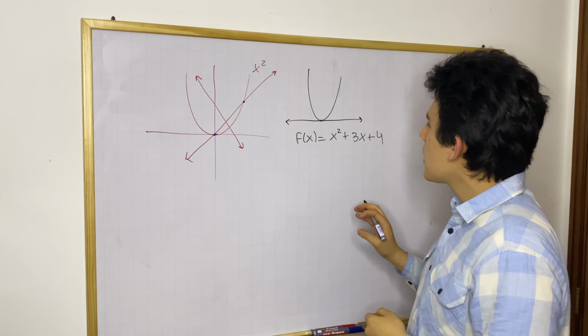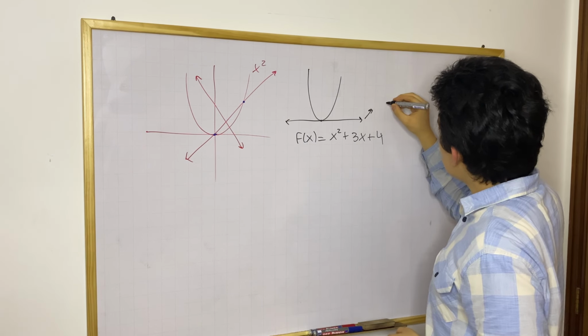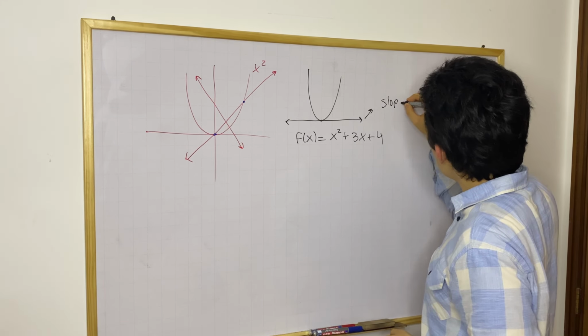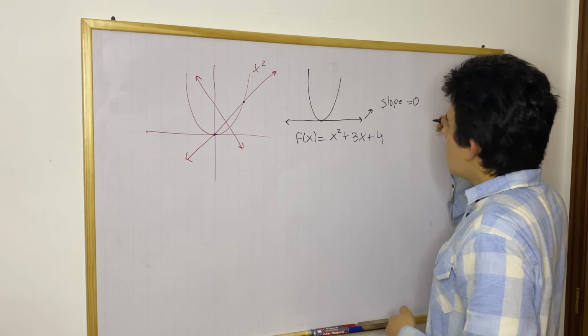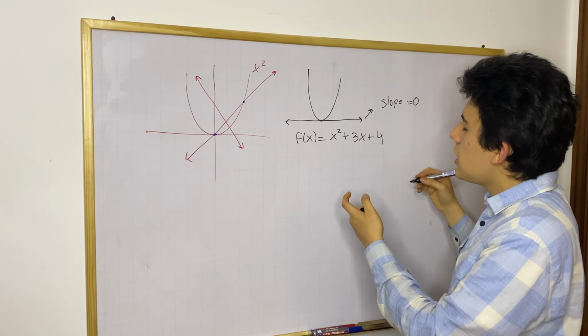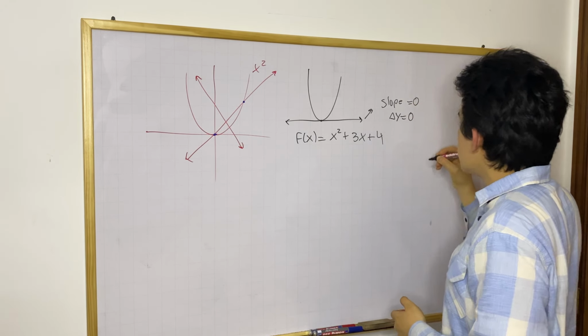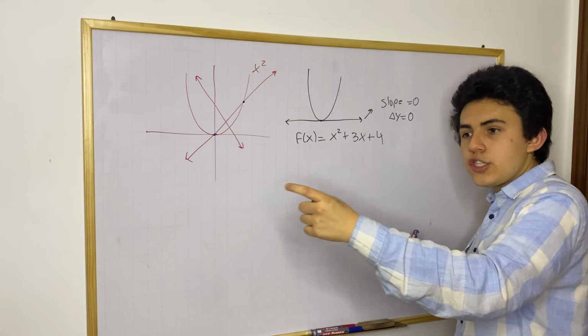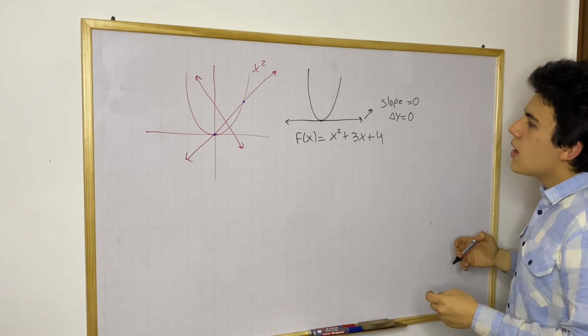Well, let's see that. So basically, we know the line would have a slope of 0, okay? A slope equals 0, because we know there is no change in y. Okay, change in y is equal to 0. Therefore, we would have a change in x, but nothing happens in y, so that's going to be 0.